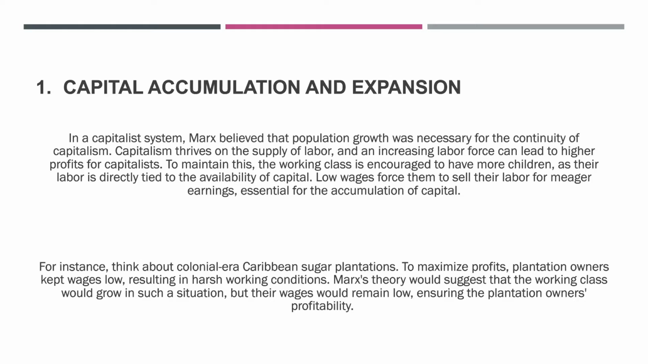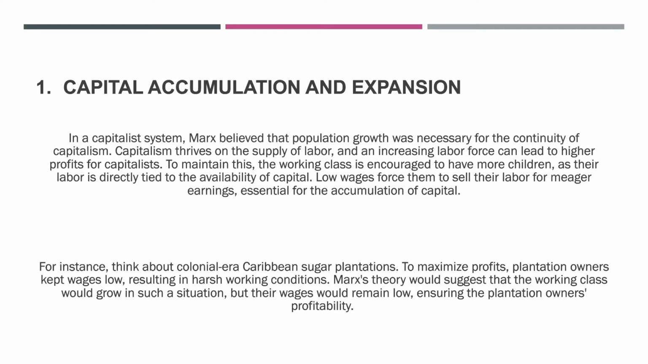Capitalism thrives on the supply of labor, and the bigger the labor force is, the higher the profits for the capitalists. So, to maintain this, the working class is encouraged to have more children, as their labor is directly tied to the availability of capital. Low wages force them to sell their labor for meager earnings, essential for the accumulation of capital, right? So, for instance, the colonial era of the Caribbean plantation. To maximize profits, plantation owners kept wages low, resulting in harsh working conditions.